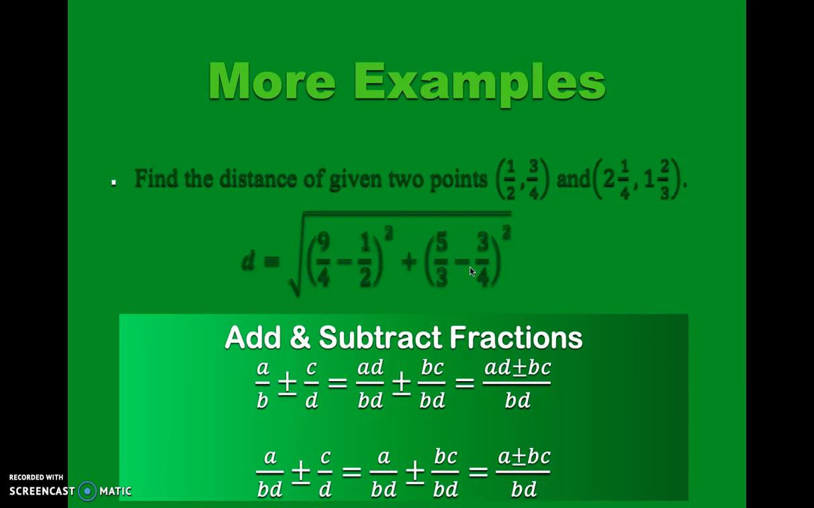In another case, we have A over BD plus or minus C over D. In the denominator, they both have D, but the other fraction does not have a B. So for C over D, we'll multiply the top and bottom by B, which then gives A over BD plus or minus BC over BD. So we have a common denominator, and this will now equal A plus or minus BC over BD.